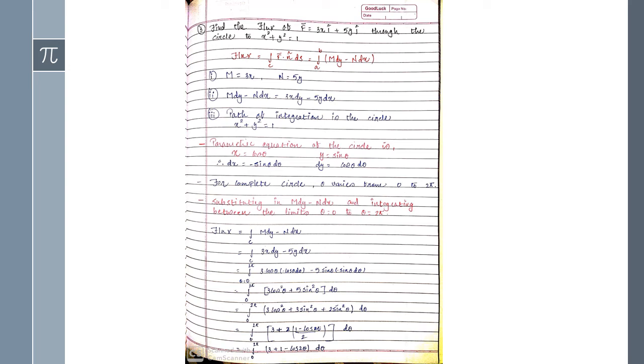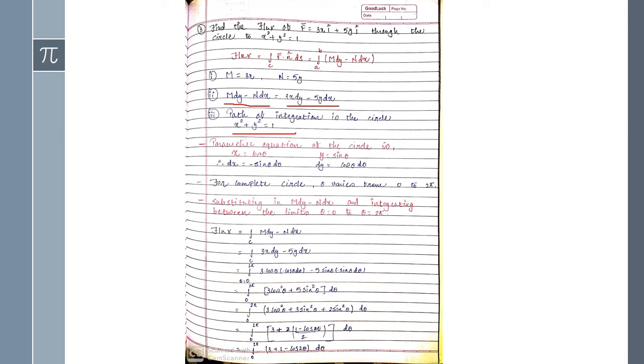Third one, find the flux of f bar through the circle. Here no curve is given to you, here you are given a circle. A circle means parametric equations will come. So very first just find m and n. I have just written here 3x and 5y. Then m dy minus n dx will be this one, and apply the path of integration, and here it is given x square plus y square equals 1.